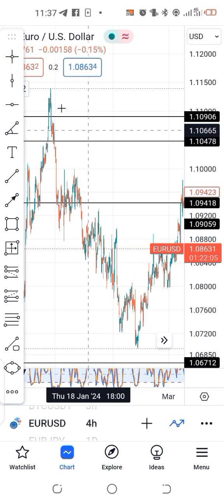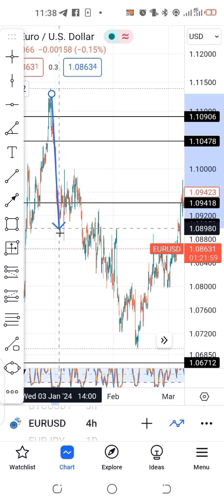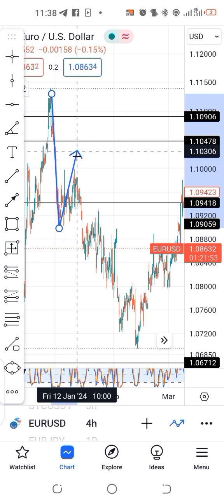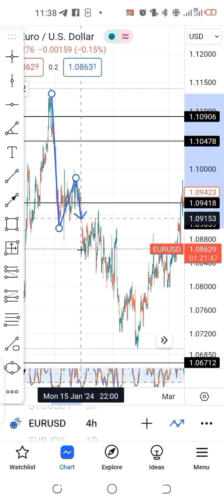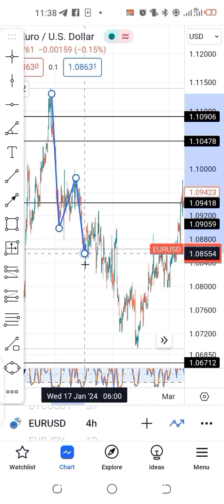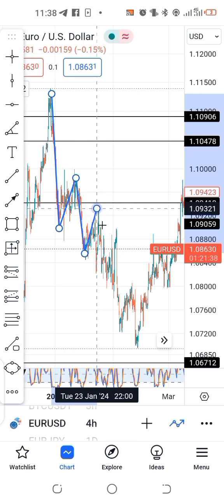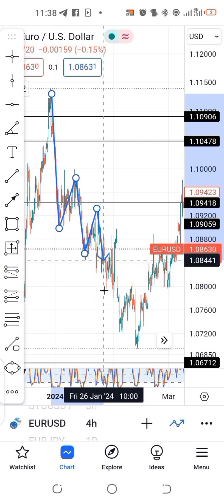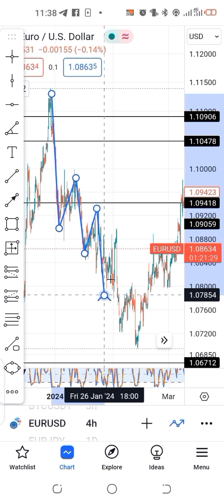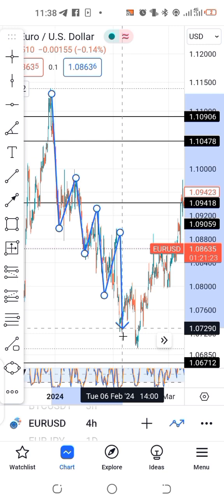Now you see price moved from the top, came all the way down here, then price retraced to form a lower low, then price retraced up here to form a higher low, broke the previous low to form a new lower low, went up or retraced to form a higher low, price came all the way down again, broke the previous low to form a new lower low, went up again, higher low, in that order.